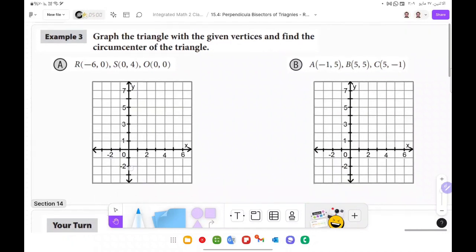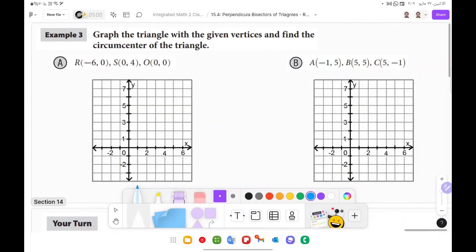So the first coordinate here is given -6 and 0. So where should be the -6 and 0? The -6 and 0 should be -6 to the left. So let's say this here is -3, -4, -5, -6. So now -6 and 0 should be somewhere here. So this one is -6. Now 0 and 4, so 0 and 4 should be here, then 0, 0 should be here.